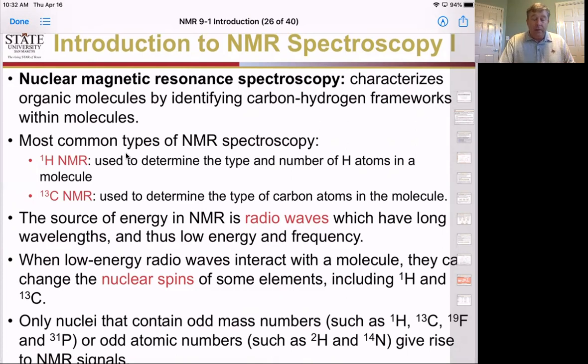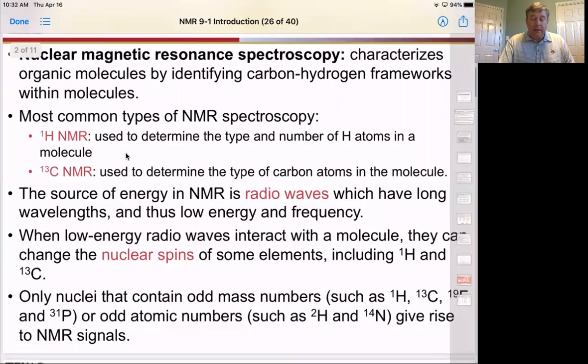Notice that only nuclei that contain odd mass numbers or odd atomic numbers give rise to NMR signals. This is because you need a mismatch of protons and neutrons in your nuclei to get this spin to appear in the NMR.